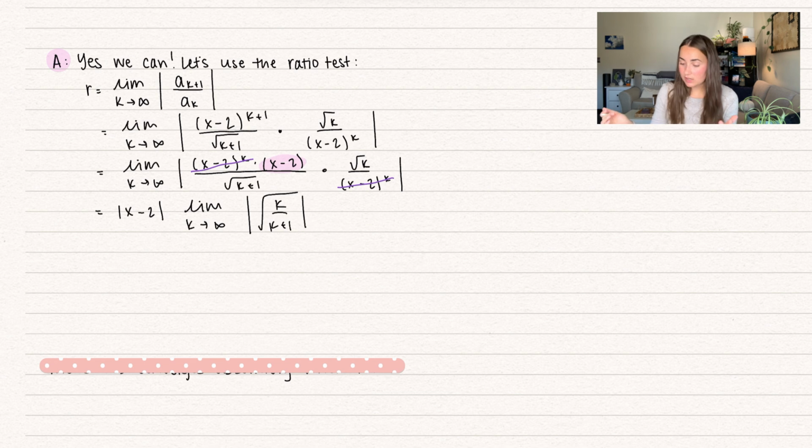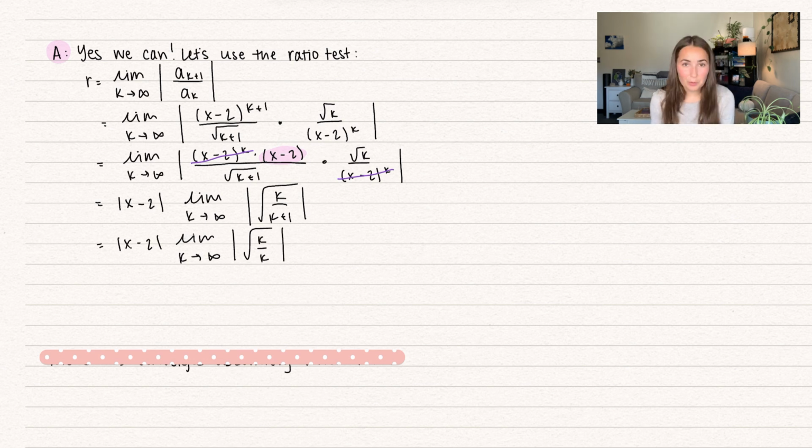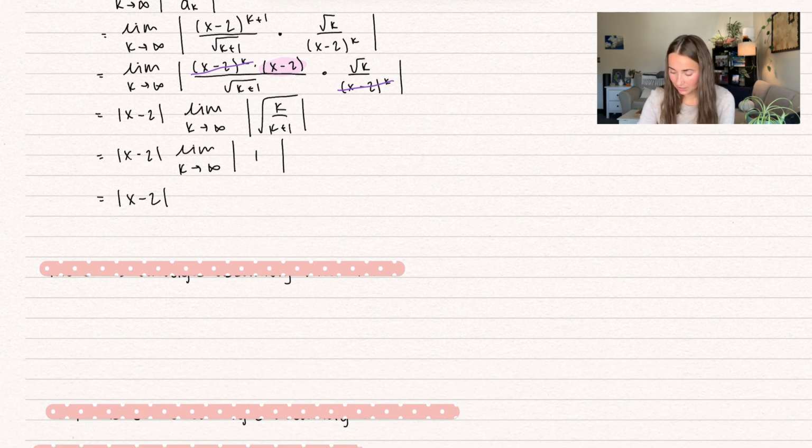Now let's think about this. We're taking the limit as k approaches infinity. So when k gets really, really large, k plus 1 is going to be super duper close to k. So this is approximately equal to the limit as k approaches infinity of the square root of k divided by k. But the square root of k divided by k, that's just equal to the square root of 1, which is just equal to 1. So what's the limit of 1 as k approaches infinity? It's just equal to 1. So we get the absolute value of x minus 2 times 1, which we can just write as the absolute value of x minus 2.